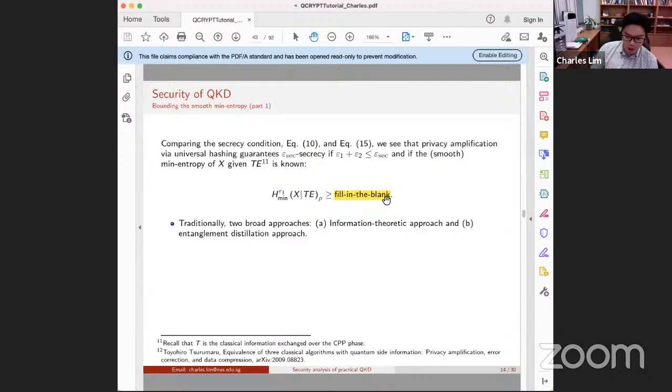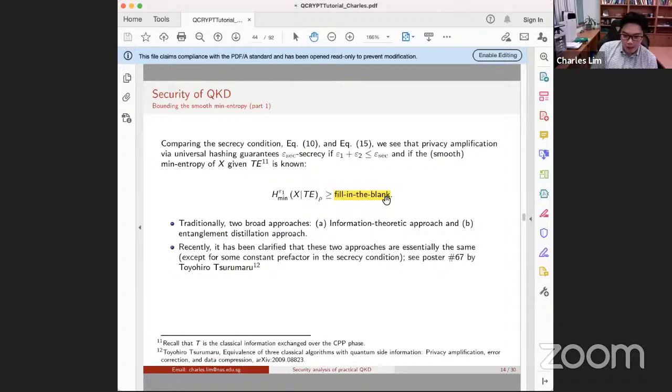But there are 2 broad approaches. One, I would say, is based on the information-theoretic approach, and this is largely created by the group of Renato Renner. The other one would be based on the entanglement distillation approach, where one uses concepts from quantum error correction codes to decouple the bit error and the phase error, so that you can apply what we usually term the Shor-Preskill approach. And I will use that later on, in fact, when I talk about the QKD transmitter, about the security of the QKD transmitter.